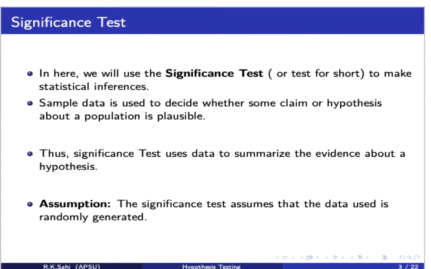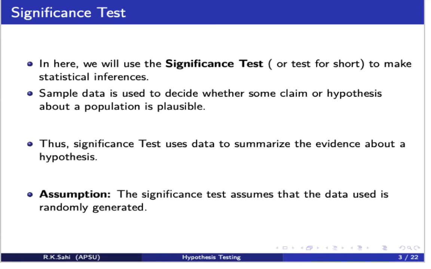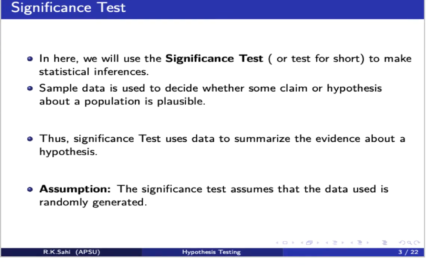Well, as we said, the significance test is basically trying to use a test to make inferences about a population. And in this one, basically what we're doing is we're testing a claim or a hypothesis about a population being plausible. In order to do that, we use a random sample of data to summarize the evidence about a hypothesis, which is basically a claim being made here.